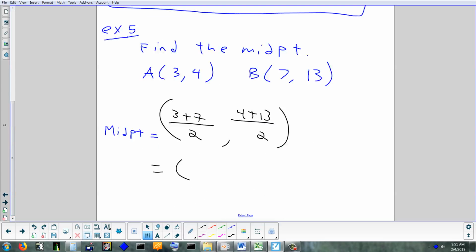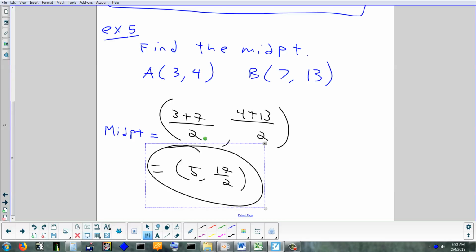So my midpoint, Jose, what's 3 plus 7? Divide by 2. So we get 5. And Kayla, 4 plus 13. 17. And if you want to divide by 2, you can just do it that way. Or if they wanted that as a decimal, what's half of 17? 8.5. 8.5. So that's it. That's your answer.